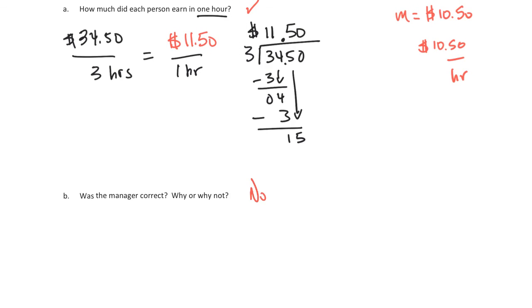And then we can explain, based on our rate for each person. We could say one person has a rate of $11.50 based on the table, and the other person has a rate of $10.50 based on the equation.